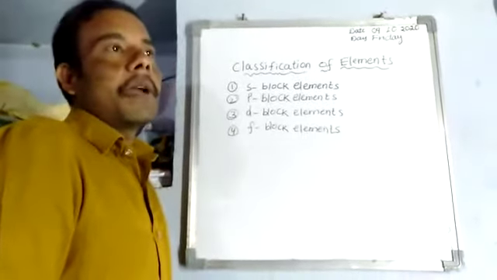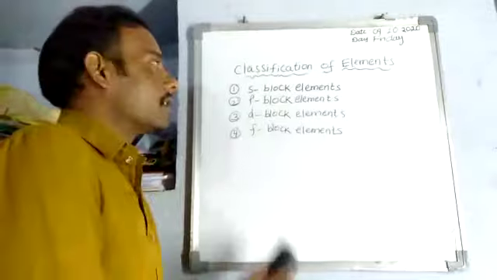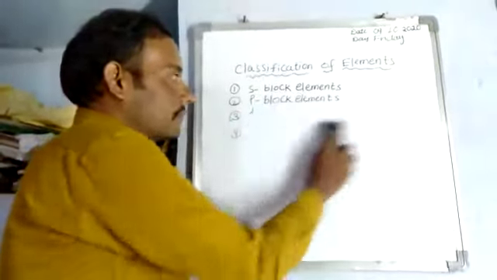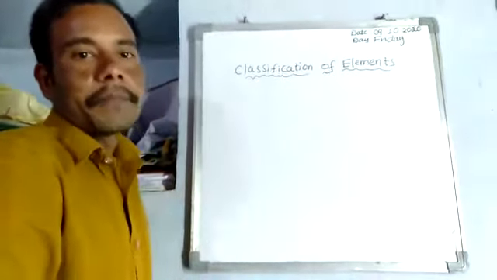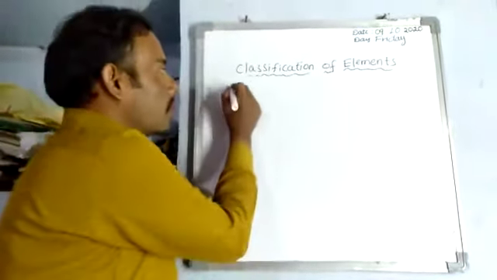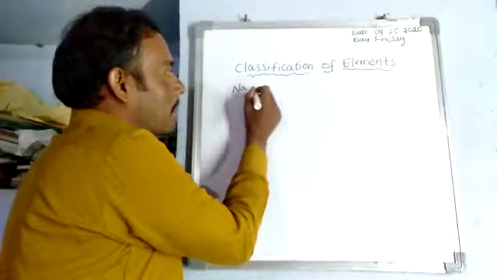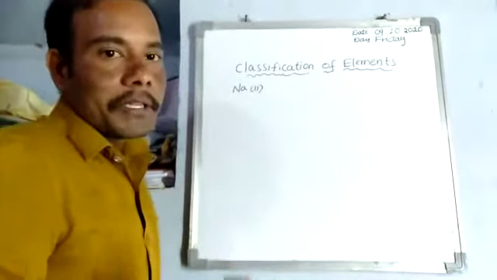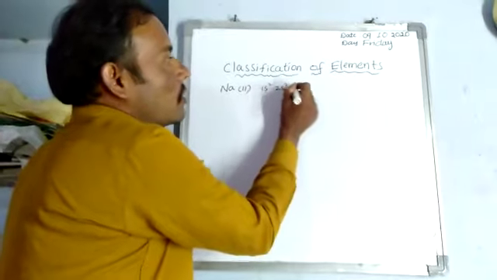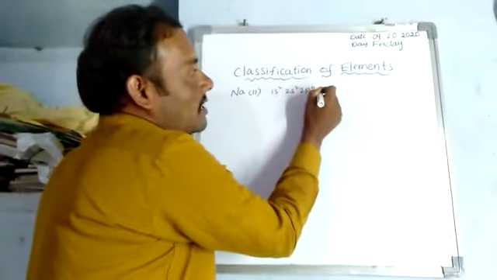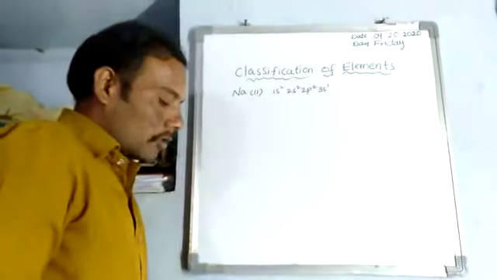So let us see some examples so we can clarify easily. I am taking one example, sodium. Sodium atomic number is 11. Electronic configuration is 1s2, 2s2, 2p6, 3s1.